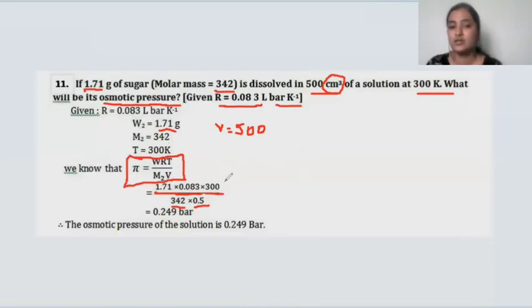When you solve this problem, you get the osmotic pressure of the solution as 0.249 bar. Okay, the unit for the pressure in this problem is bar. The osmotic pressure of the solution is 0.249 bar. Hope you got to know how to solve a problem regarding the osmotic pressure.